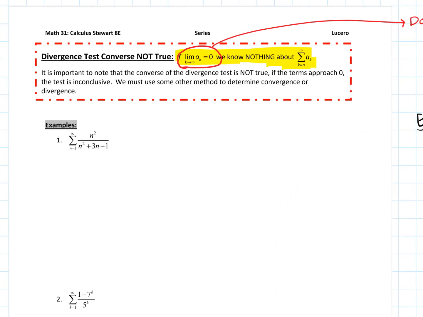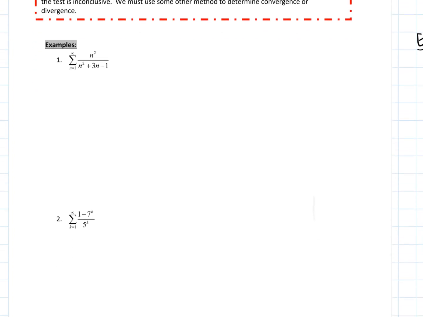So the converse of the divergence test is not true. It is not true that if the terms go to 0, then we know something about the series. That is not the case.